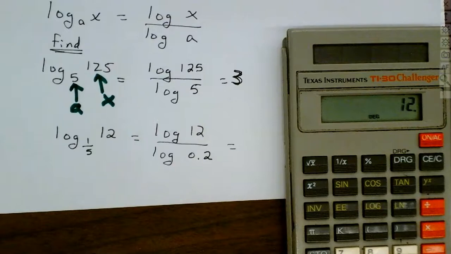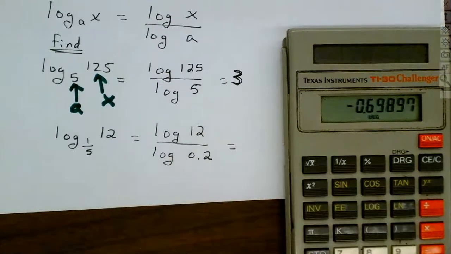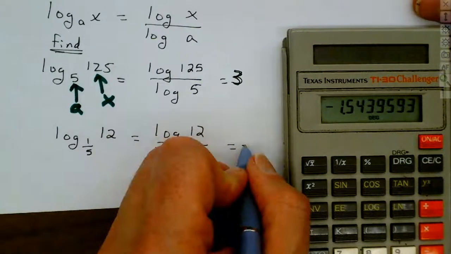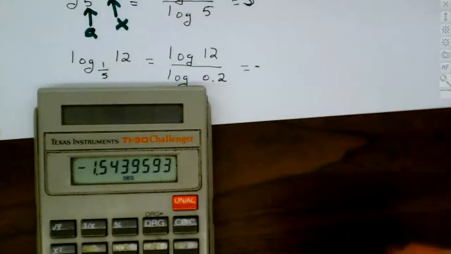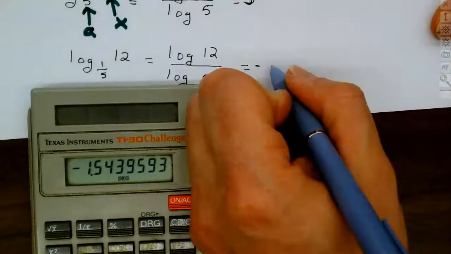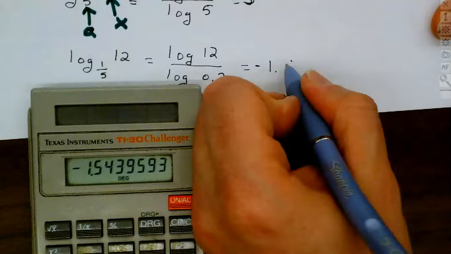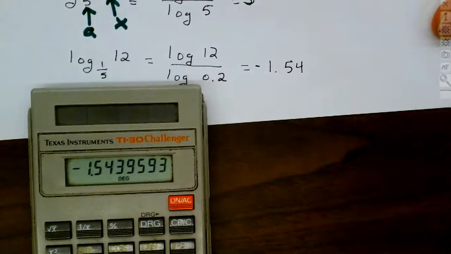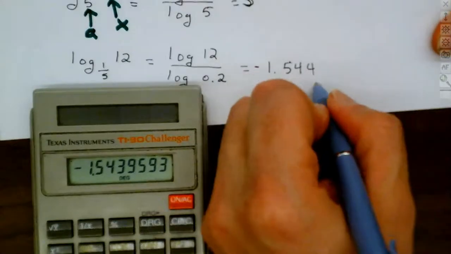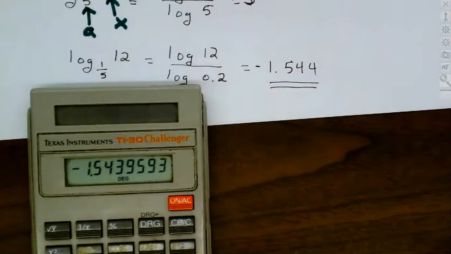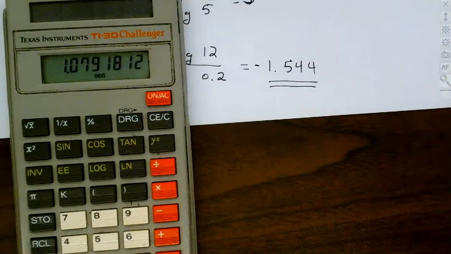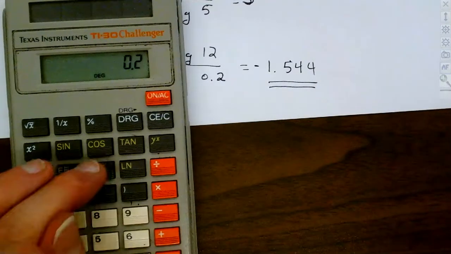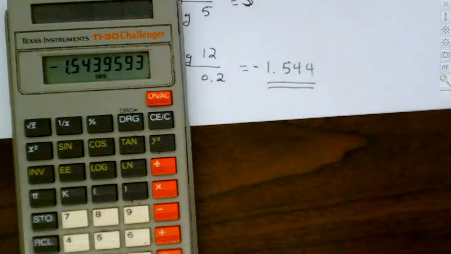So we need our 12, and we'll hit our log. Okay, and then we'll divide that by log of 0.2. And then we hit our equals, and that comes out to now be minus. And normally we'll round these to 3 or 4 decimal places, depending upon the direction. But that's going to come out to be a minus 1.54 if we round to 4, close enough. So again, how did I do that? I took my 12, hit the log key, divide that by 0.2, hit the log key, and hit the equals key. And that gave me my answer there.